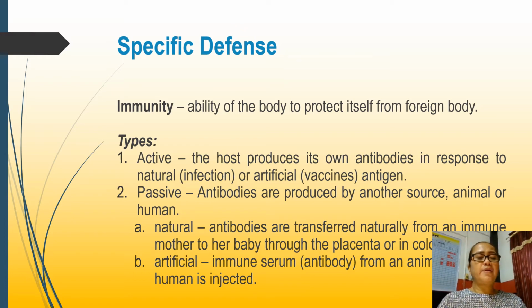Types of immunity, we have your active immunity and your passive immunity. Active is either active natural or active artificial. Active means the host produces its own antibodies in response to natural, such as infection, or artificial, or vaccination. For example, sore eyes. Or let's say chickenpox. If you have had chickenpox, you have that immunity already, so you cannot be infected again by chickenpox because you already have an active immunity.